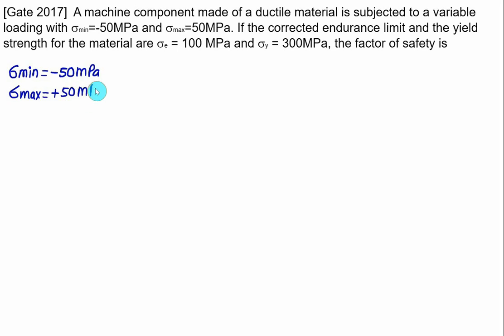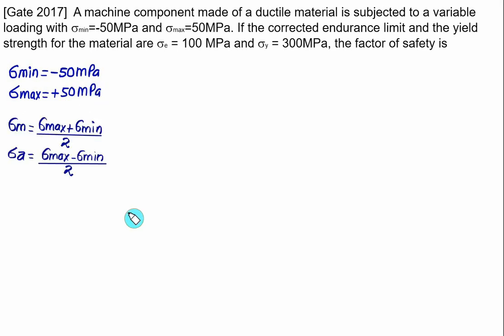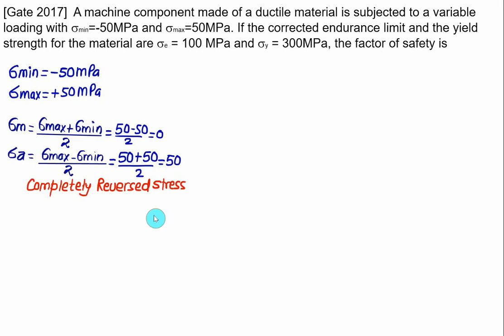Clearly this one is an alternating stress. The mean stress will be equal to sigma maximum plus sigma minimum divided by 2, which is positive 50 minus 50 divided by 2, that is equal to 0. And sigma amplitude will be equal to sigma max minus sigma min, that is 50 minus minus is plus, again 50, divided by 2. So we have amplitude stress equal to 50. So this one is representing the completely reversed stress.